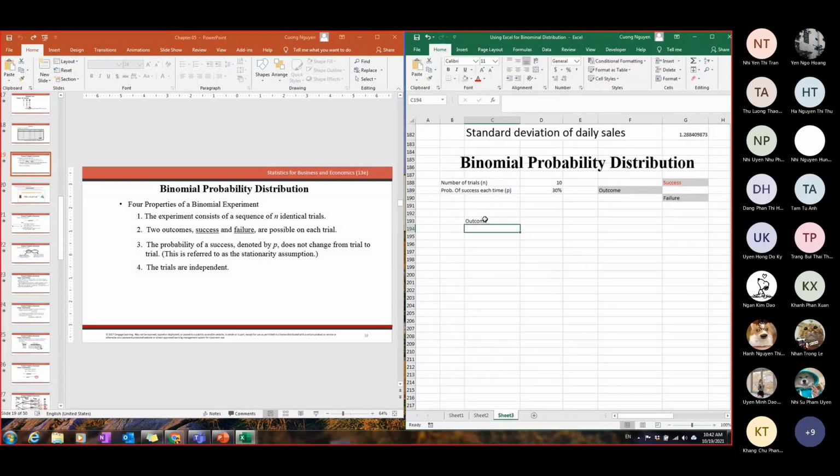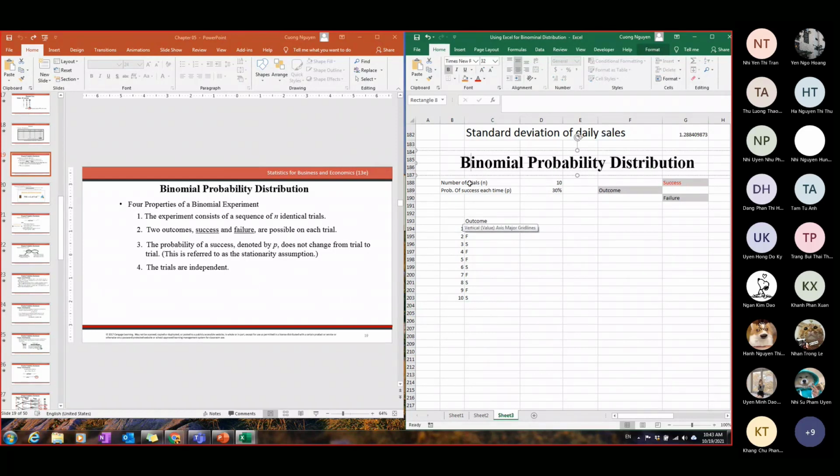So the outcome for each trial, right? The first time, second time, third time, until 10 times. I try it, okay, and the outcome would be what? The outcome for the first time I shoot would maybe be success. Next time I maybe fail, next time maybe success, next time fail, fail, success, fail, success, fail, success. So this will be the example of the binomial probability distribution.